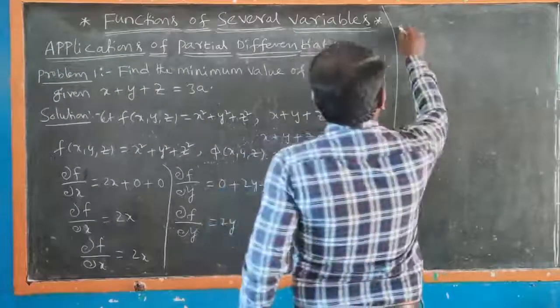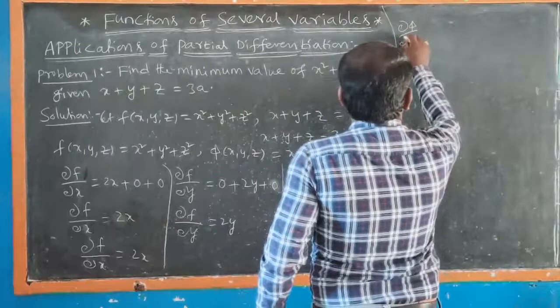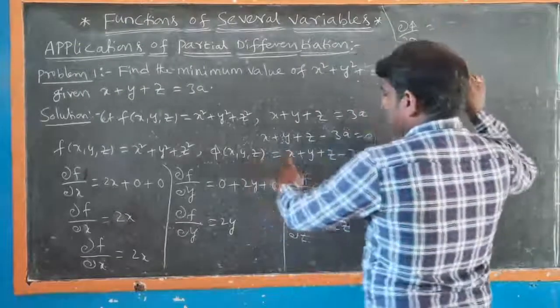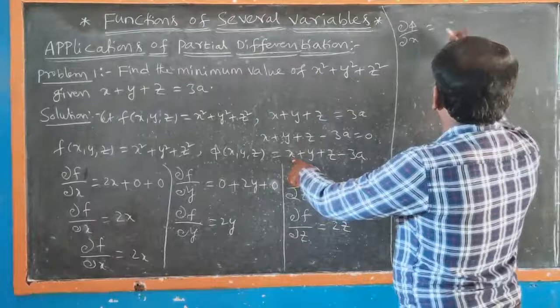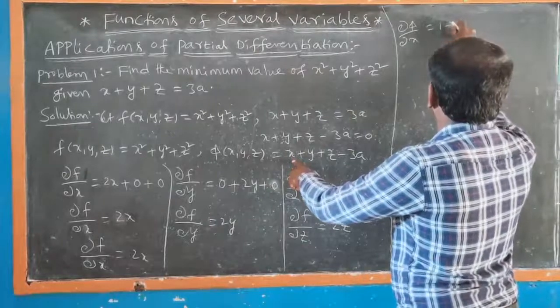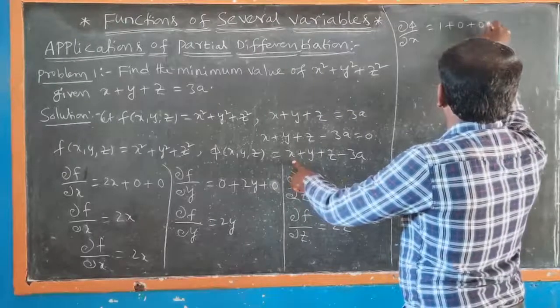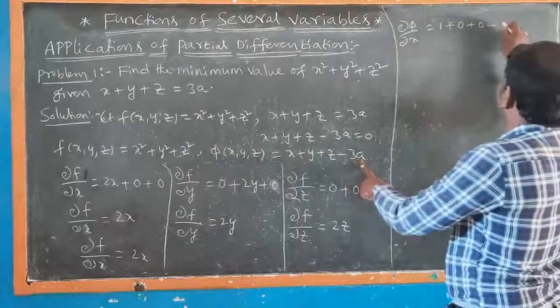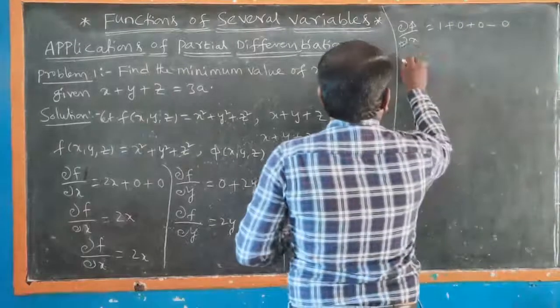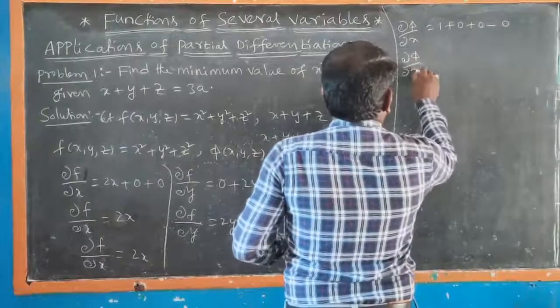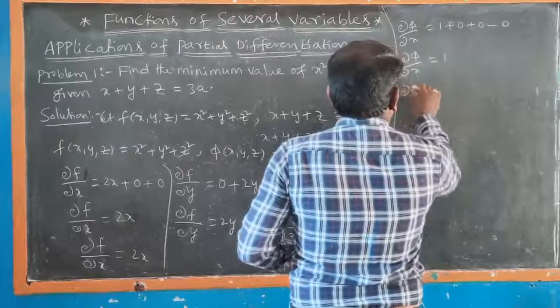So ∂φ/∂x, with respect to x, y and z are constant. So x derivative is 1, plus y derivative 0, z derivative 0, 3a constant, its derivative is 0. Now finally, ∂φ/∂x is equal to 1.